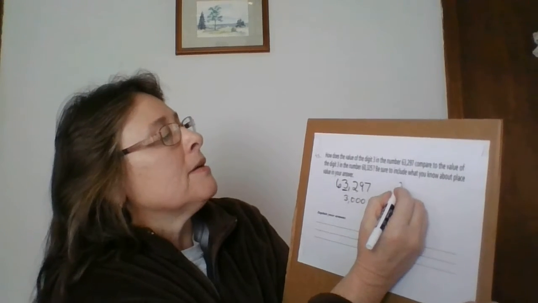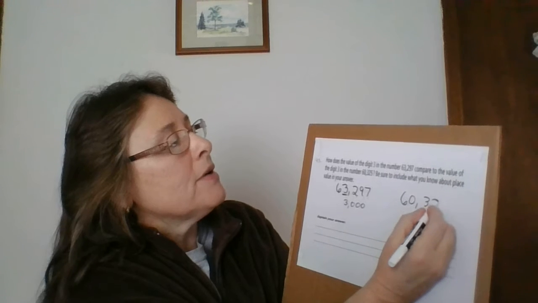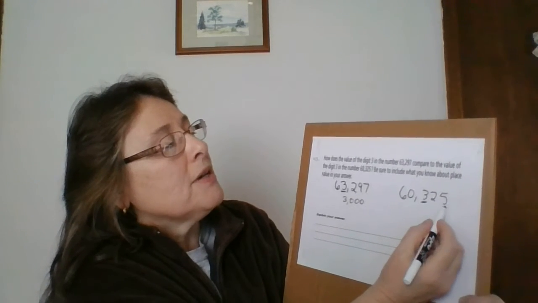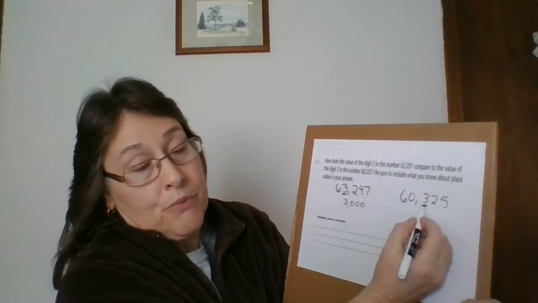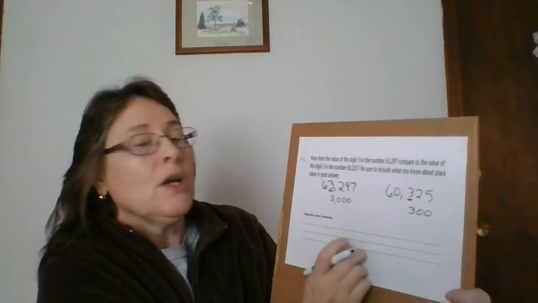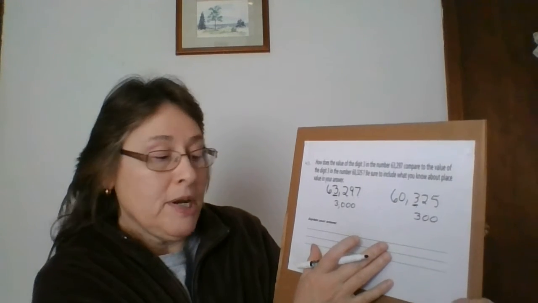In my second number, I have 60,325. My 3 is in the ones, tens, it's in the hundreds place. And 3 hundreds would be worth 300. So it says, tell how you can compare the 3's.